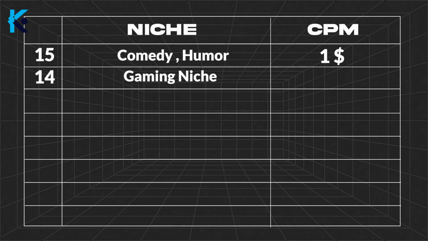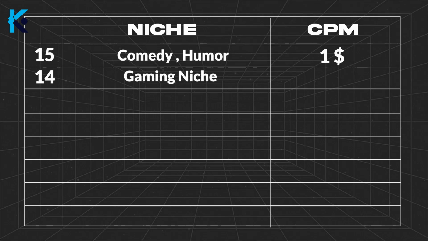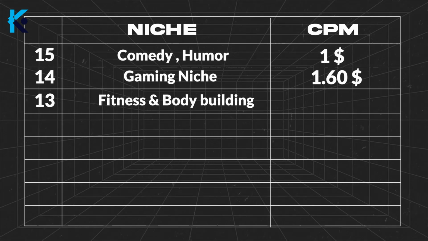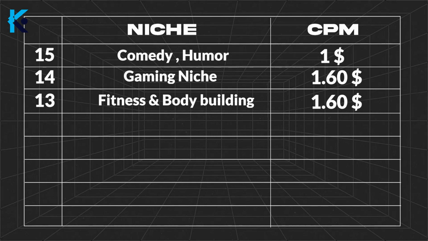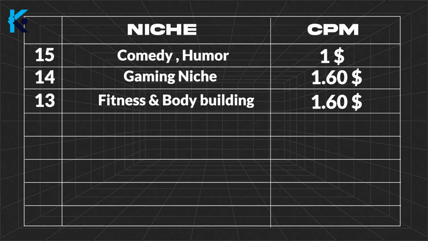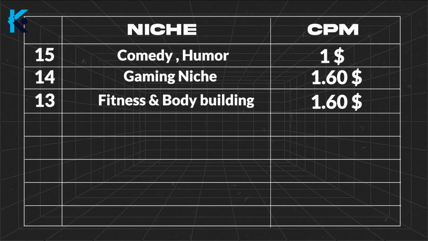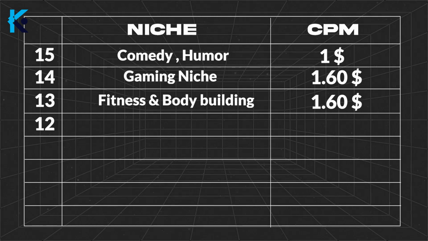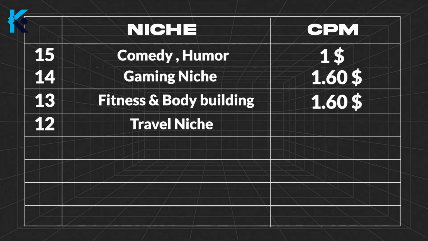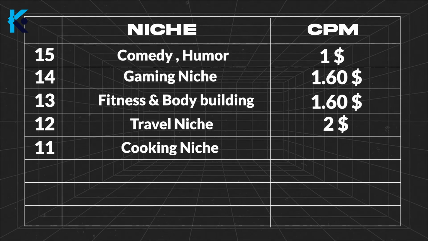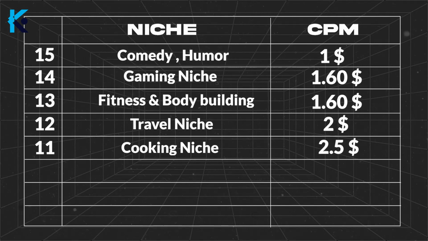Number 14, gaming. CPM is around $1.60. Number 13, fitness and bodybuilding. CPM is around $1.60, similar to the gaming niche. Starting a unique gaming channel is a good idea because you can create unlimited content without lots of editing. Number 12, travel niche. It has around $2 of CPM. Number 11, cooking niche. It has a CPM of around $2.5.